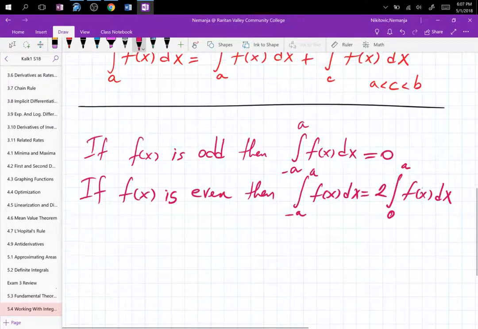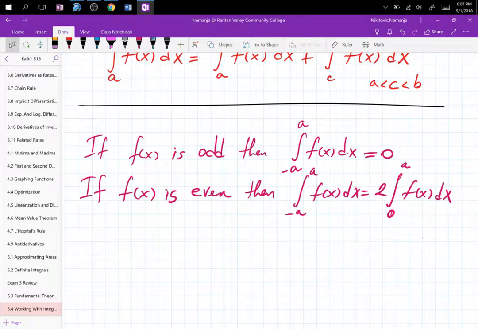It's much easier to compute when your limit is 0. Imagine if this a was, let's say, 5/3. Would you rather compute with negative 5/3 or 0? Well, hopefully you would rather compute with 0. So it's a time-saving thing for you to use this.